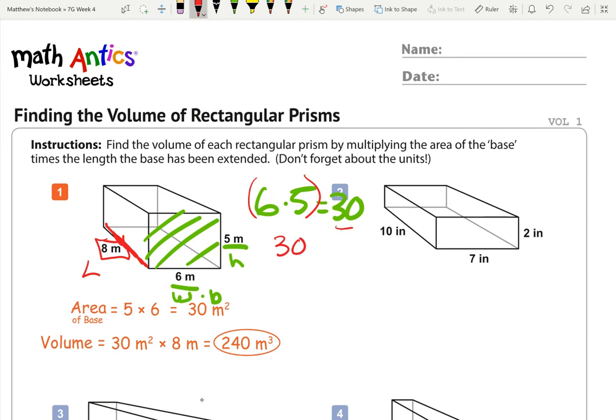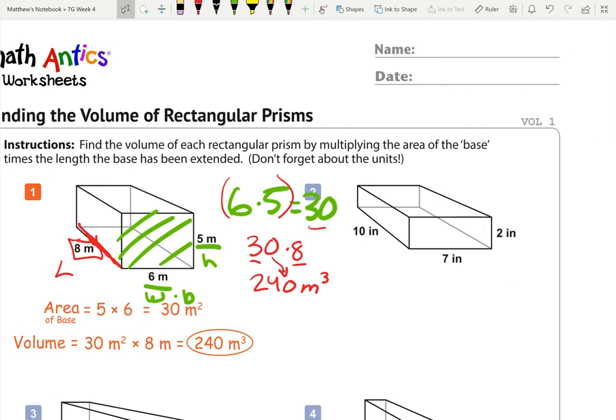So now I'm taking 30 and multiplying it by 8. And when I do that, I see 3 times 8 gives me 24. And then I can just throw that 0 on at the end, and I get 240. So my final answer is 240 meters cubed. All right, let's go ahead and do the next problem here.